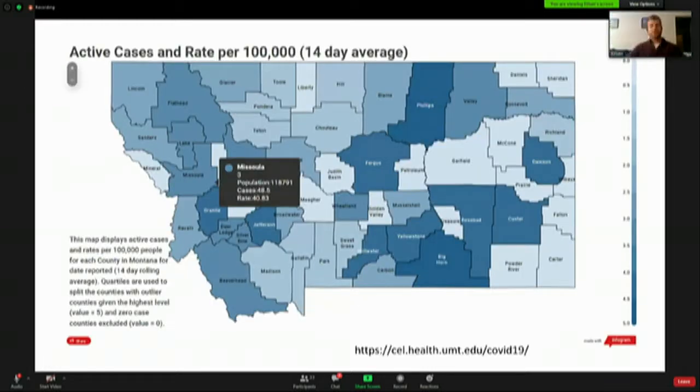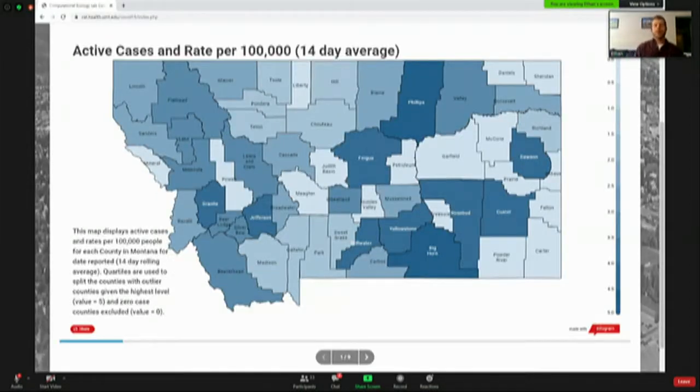Great, thanks, Christy. From here, I'm going to walk us through an online resource for Montana that we've been developing at UM, in collaboration with numerous individuals from UM and the State Health Department. So we'll start out by looking at a map that compares active cases and incidence rates across Montana counties. The counties are shaded by the incidence rates, with darker counties having higher rates and lighter counties having lower incidence rates. And again, these are active cases, not total.